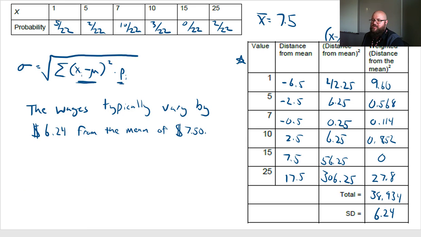So again, the wages typically vary by $6.24 from the mean of $7.50. If you're asked to interpret the standard deviation, which you will be asked, that's the type of statement you need to talk about. You need to know your mean value and the actual standard deviation value. You need to include those in your statement, saying that the standard deviation value is how it varies from the mean.